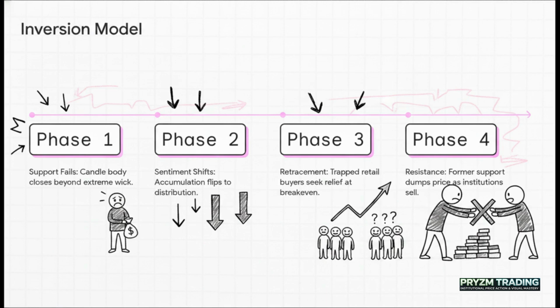And when the price inevitably retraces back up to that failed block, trapped retail buyers get this false glimmer of hope and try to exit at break even. That exact moment is when institutions dump their trapped inventory onto those hopeful buyers, turning former support into brand new inversion resistance. To trade this, you just wait for the structural close and set a short limit order right at the bottom edge of that newly inverted block.